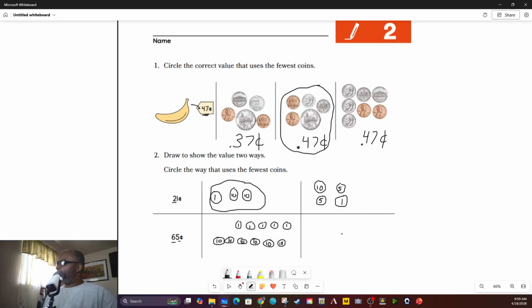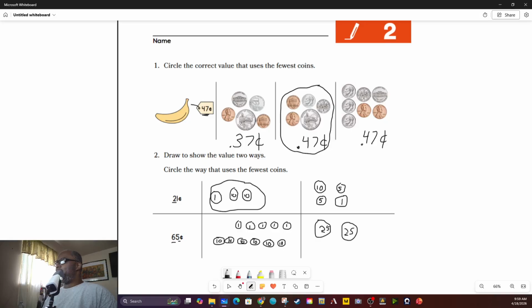Or I can start with using quarters. Let me start with quarters. Make that one big like that. That's 25 cents. Uh-oh. Does that look like a 2 to you? No? All right. And then go right here. That's 25 cents right there.